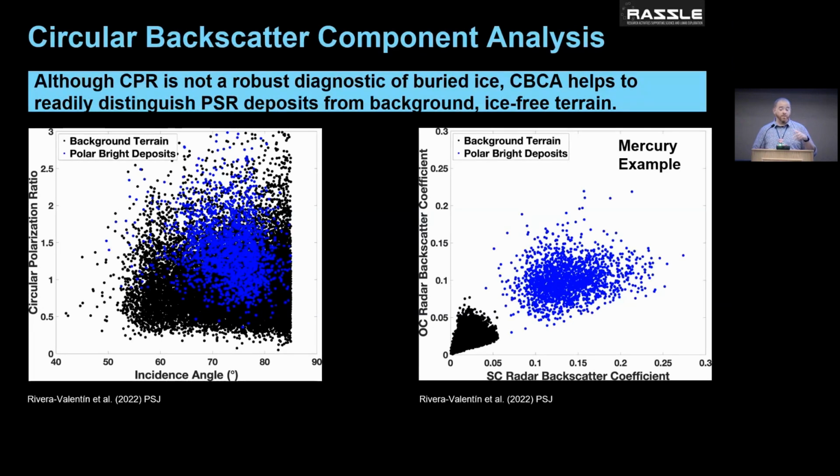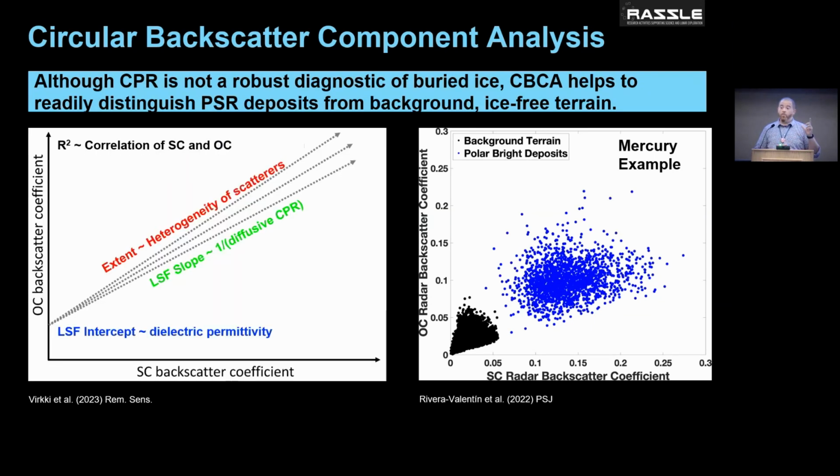Now, the authors go further than this. They don't just say, look at the pretty plot. They say, do component analysis. So what they say is, consider a linear model and look at the components of that model. The intercept is related to the dielectric permittivity of the material you're zapping. The slope is inversely related to the diffusive CPR, not to be confused with regular old CPR. CPR has a bunch of stuff folded into it.